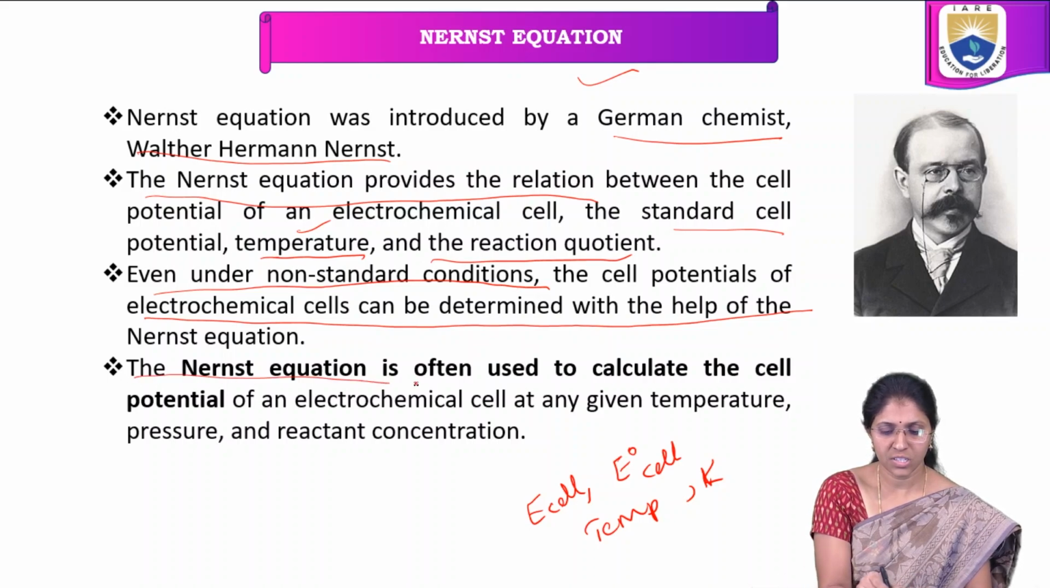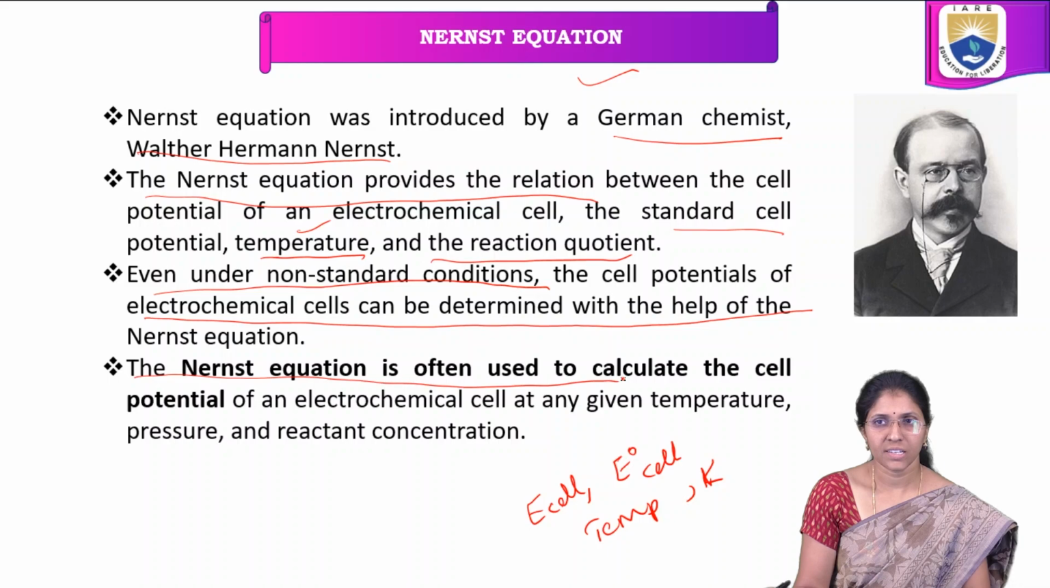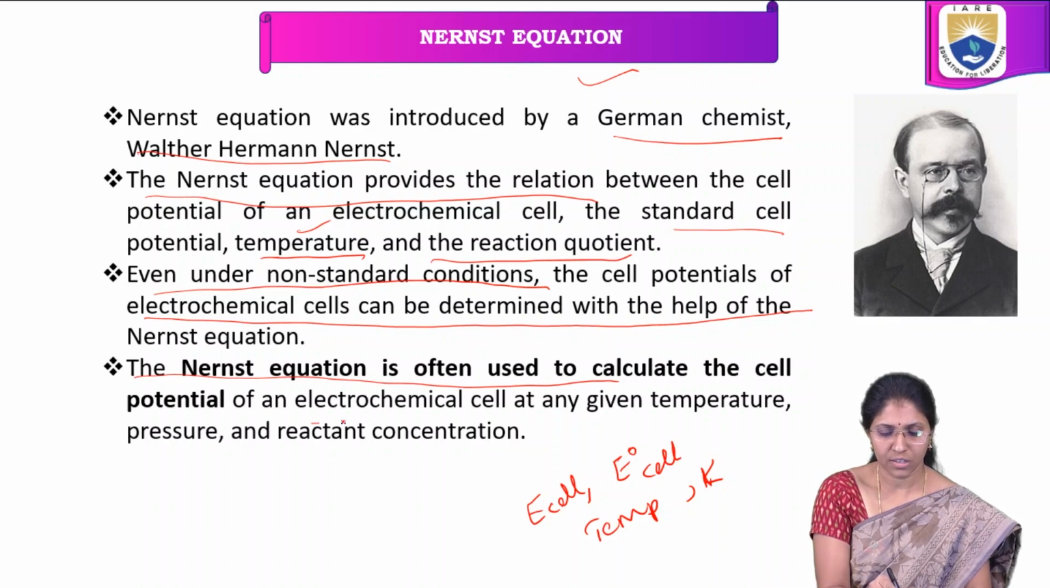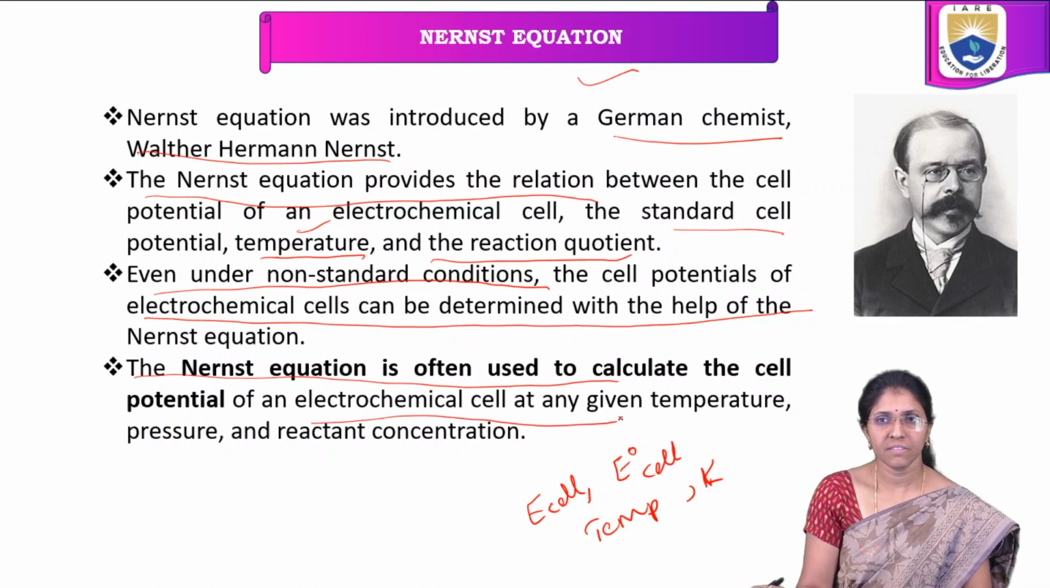The Nernst equation is often used to calculate the cell potential of an electrochemical cell at any given temperature, pressure and reactant concentration.